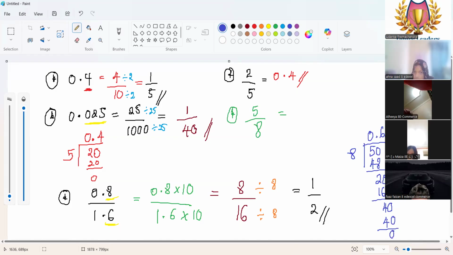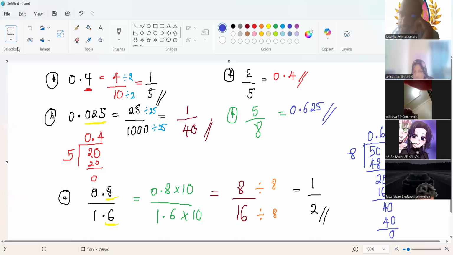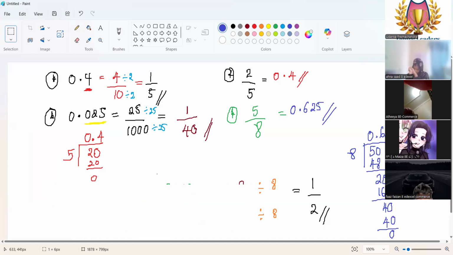Right. Here is the long division method. You can use that one. Otherwise, you can use a calculator. So it becomes 0.625. Okay, write them also. You can write the fraction, convert it into the decimal form like that. Is that clear? You can convert a fraction into the decimal form.